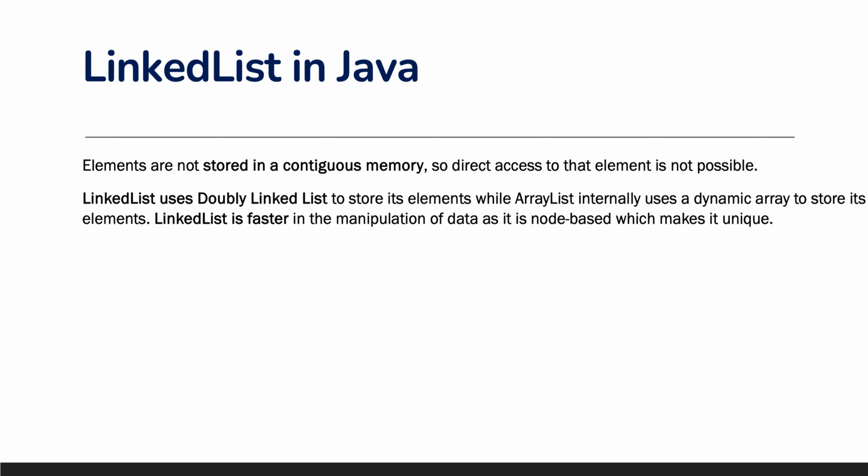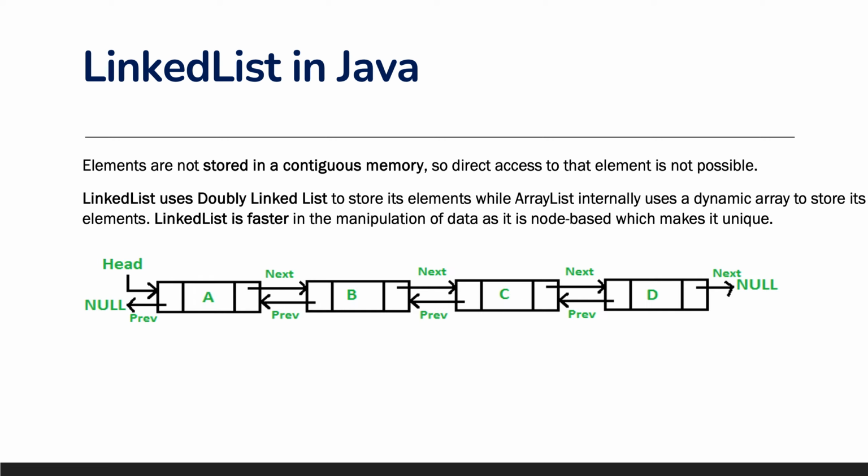So it means that LinkedList is faster in case of manipulation of the data, okay, as it is node based, which makes it unique. But if you want to get the data, ArrayList is faster because we will have the continuous memory location, and since ArrayList works on the array concept, which is nothing but the indexing concept. So while getting the data, ArrayList will be faster, but in case of any manipulation like updating the data or deleting the data, LinkedList will be faster. Okay, so this is how the internal structure would look for the LinkedList in Java.